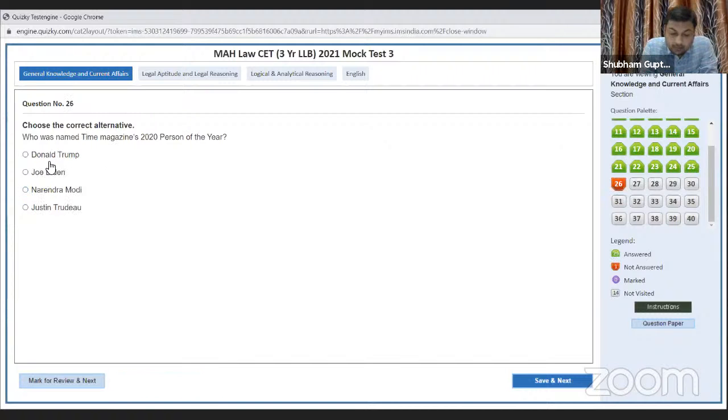Who was named Time Magazine 2020 Person of the Year? Now think about it. Where is Time Magazine from? Time Magazine is from the US. So the person who should be in the news should be from the US. And in 2020, Donald Trump was going downhill. So what should be my answer? My answer should be Joe Biden.